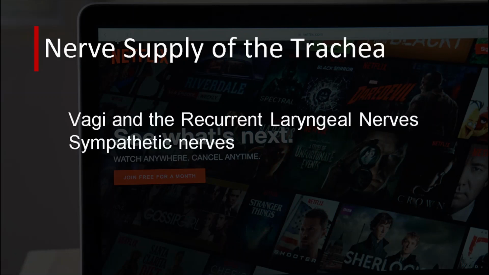Nerve supply of the trachea. The sensory nerve supply is from the vagi and the recurrent laryngeal nerves, and sympathetic nerves supply the trachealis muscle.